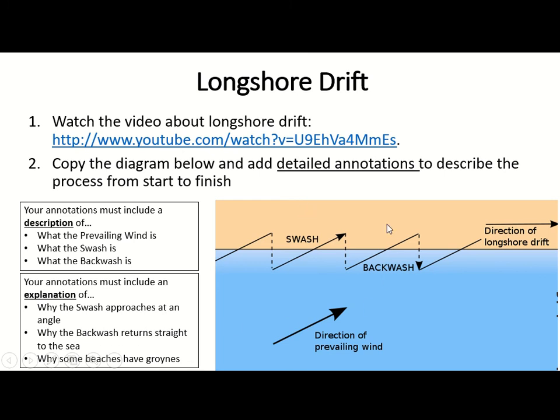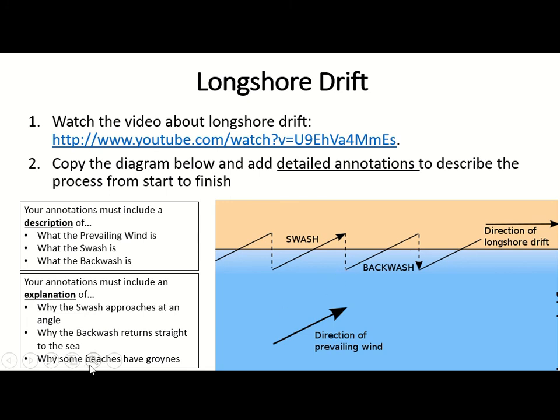Why does the backwash return straight to the sea? Well, this is obviously going against the wind, and so the wind is clearly not affecting the backwash. There's only one force that can affect the backwash if the wind isn't, and that is gravity. So the reason the backwash returns straight to the sea, because gravity will go straight back to the lowest point possible. So the swash comes on at an angle because the wind is able to push it that way. But the backwash comes off straight because gravity is the strongest force acting on that water. Okay, so add that note.